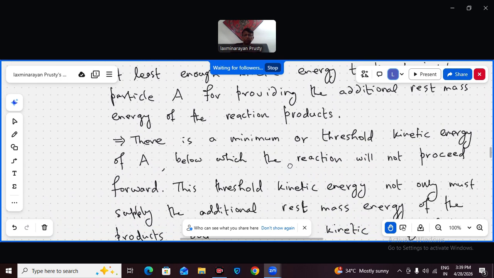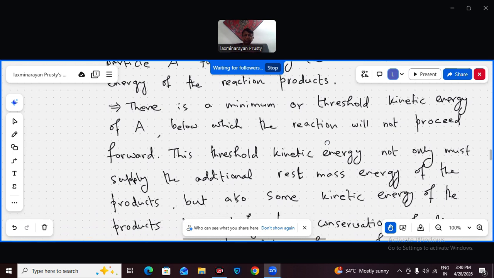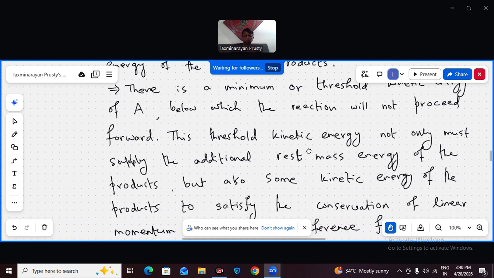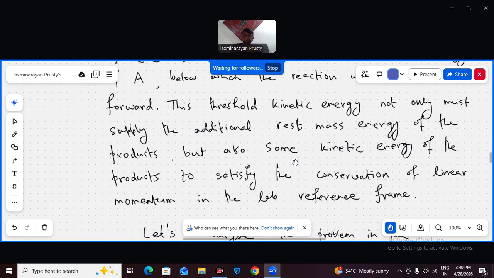Okay. So that means there is a minimum or threshold kinetic energy of A below which the reaction will not proceed forward, meaning this reaction will not take place. This threshold kinetic energy not only must supply the additional rest mass energy of the products, but that is not the only thing it has to provide for; it must also provide some kinetic energy of the products, because the law of conservation of linear momentum must be satisfied in the lab reference frame.